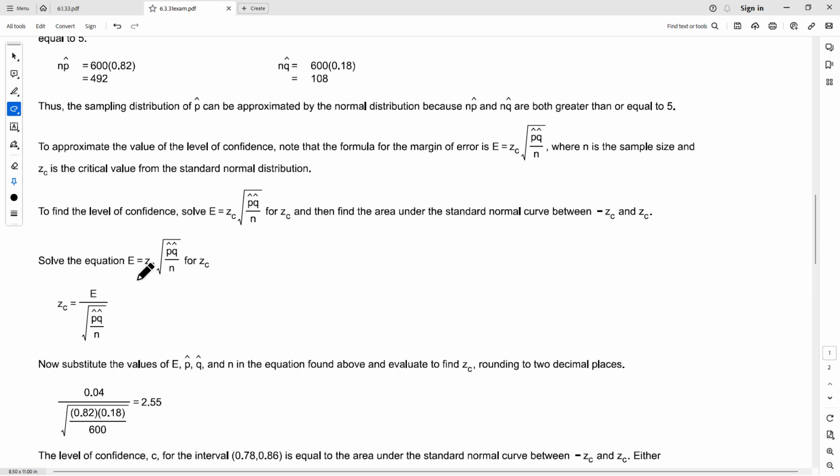So we can solve for z sub c, which gives us the z-score corresponding to the critical value for the normal distribution. We solve for z sub c and plug in our E. We have our p hat and our q hat, and we have our n. So the z-score coming from that is 2.55.